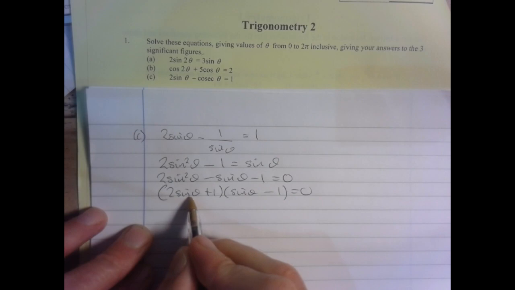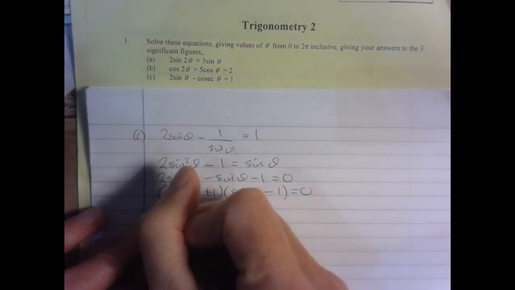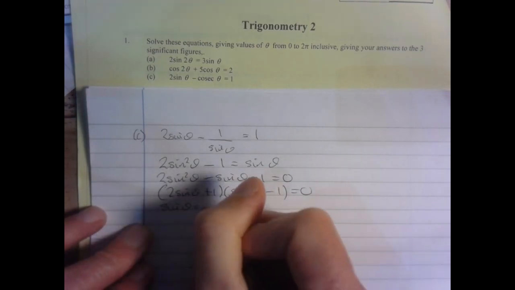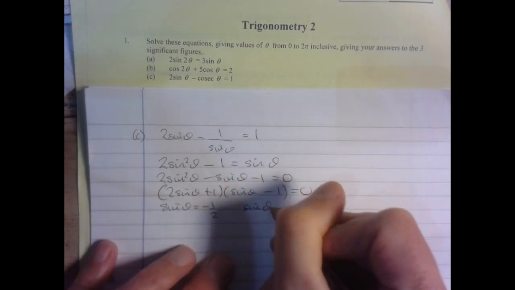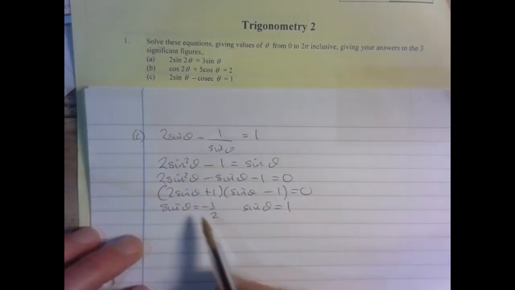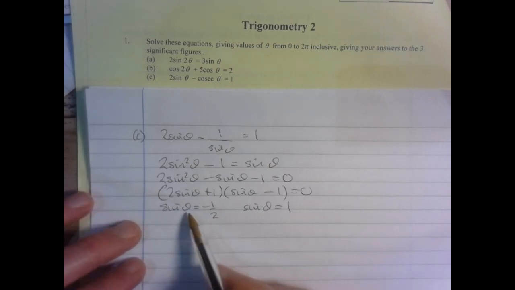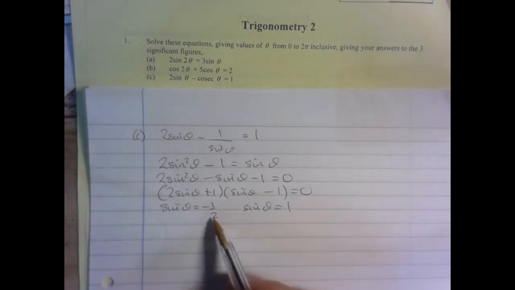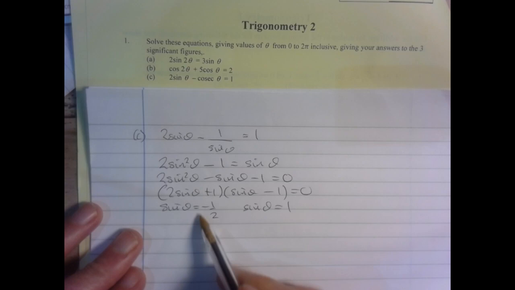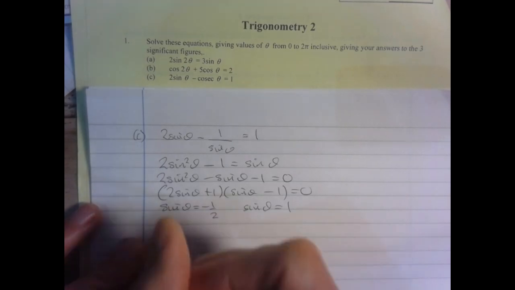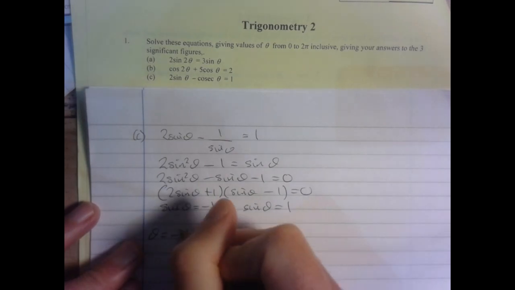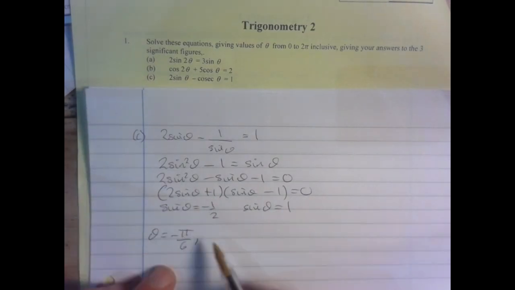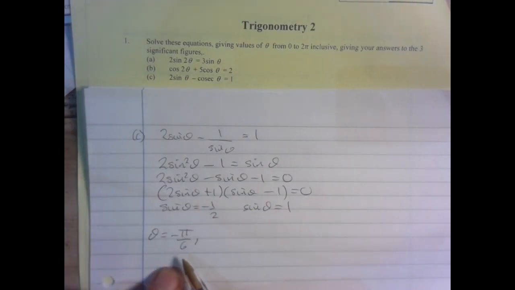So I've got 2 sine theta plus 1 equals 0, so in other words sine theta equals minus a half, or sine theta equals 1. So the sine theta equals minus a half. Well, I know the sine of theta equals a half is 30 degrees, or pi by 6, because we're in radians, and so if it's negative it's minus pi by 6. I can tell from the shape of the curve. Again, I could just do the inverse sine of minus a half to get that. So minus pi by 6. Not an answer I'm particularly interested in, but I'll just put that down as my starting point.